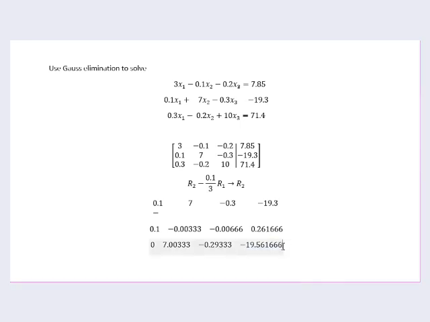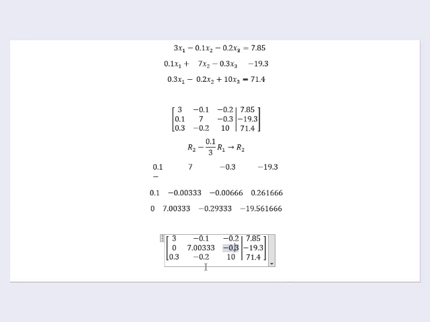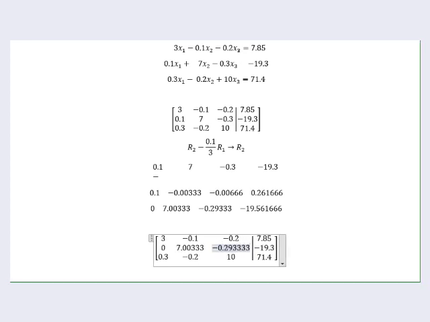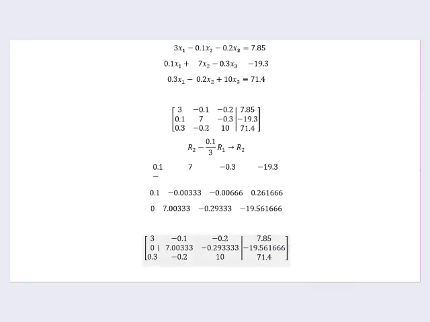Okay, then what do we do with this equation? We'll just go back to our original equation and we'll replace it with this new equation instead of the old equation. So here we'll get 0, here I'll get 7.00333, here I'll get minus 0.29333, and here I get minus 19.561666. So this is our system. Now we got a 0 here and we continue to get 0 down there.